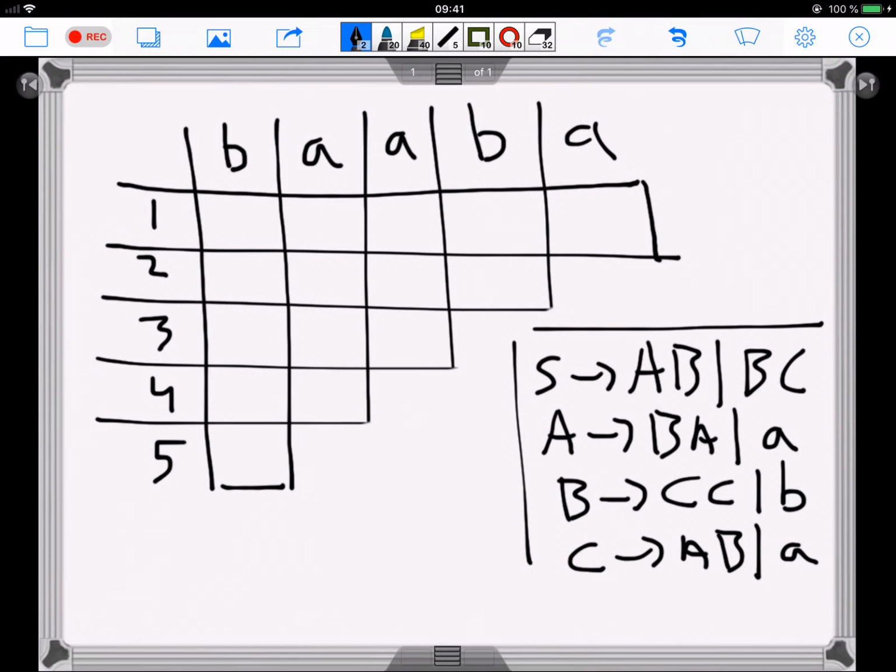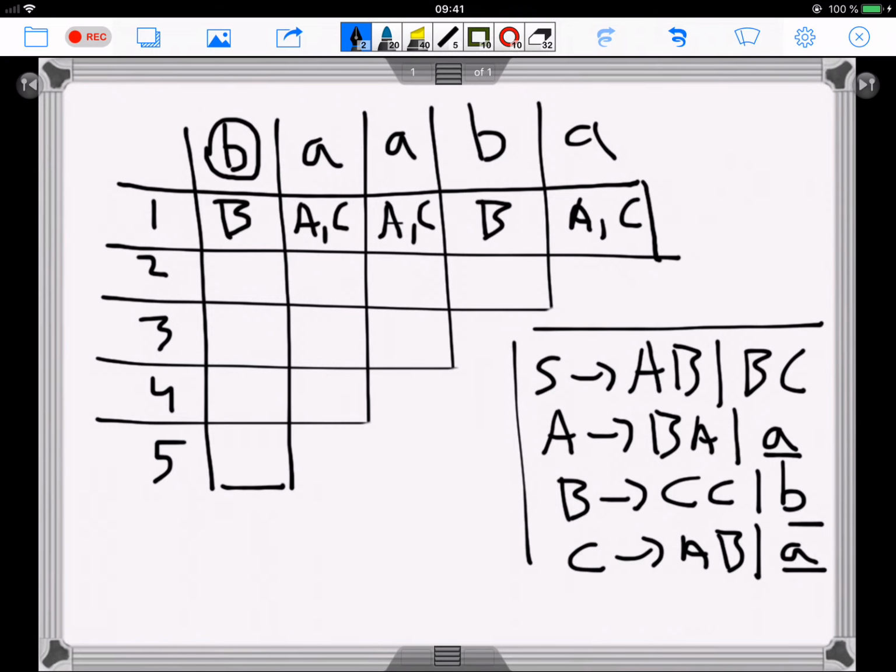Okay, so in order to fill in the first row of the table, we only need to check which are the variables that generate each of the possible symbols. So here we have B, so we check which are the variables that generate B, and we only have B, so we write B here. Okay, now A, which are the variables that generate A? They are A and C, so here I'm going to write A and C. Again here A and C, here B, here A and C. Okay, so the first row is very easy.